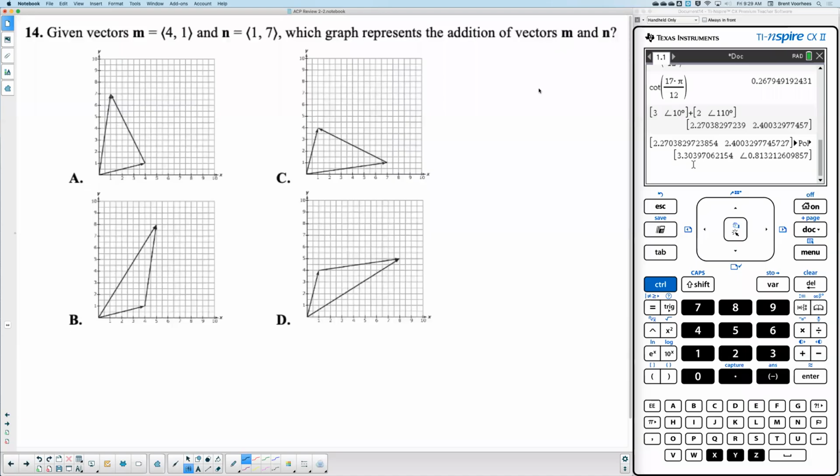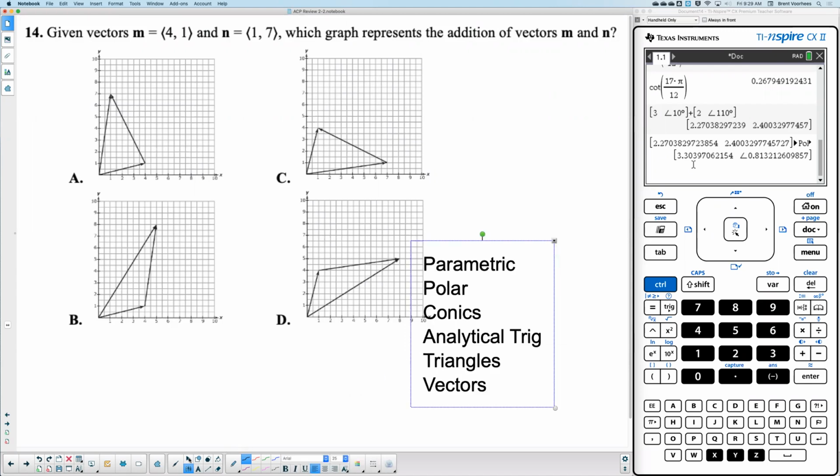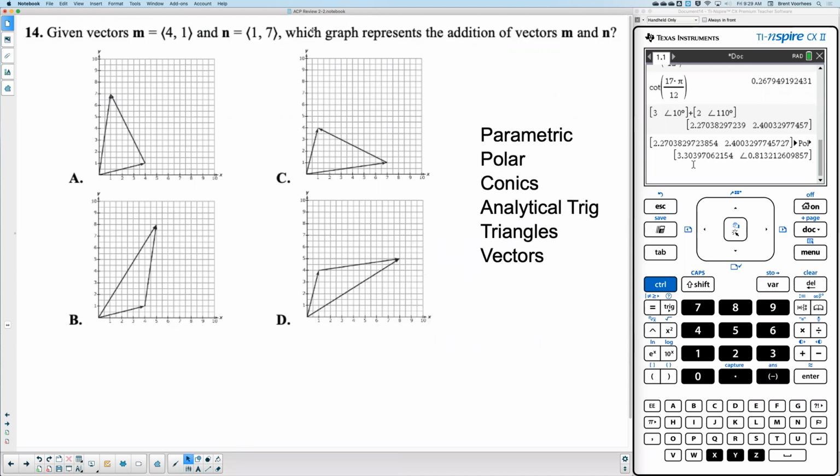All right, number 14. It says given vectors m and n, which graph represents the addition of vectors m and n? So here they don't use the vocabulary. They should use the vocabulary resultant. They don't. They just say which graph represents the addition, but that just means the resultant.